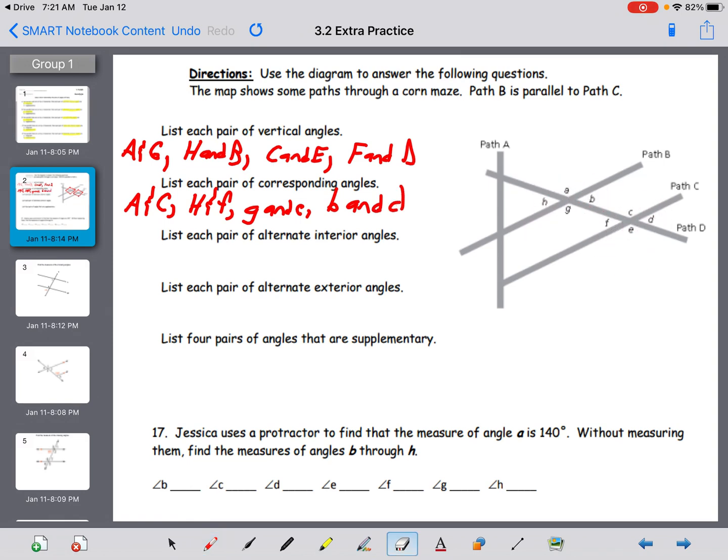List each pair of alternate interior angles. Well, there's 2 of them. We have G and C, and we have B and F. List each pair of alternate exteriors. We have H and D, and we have A and E.